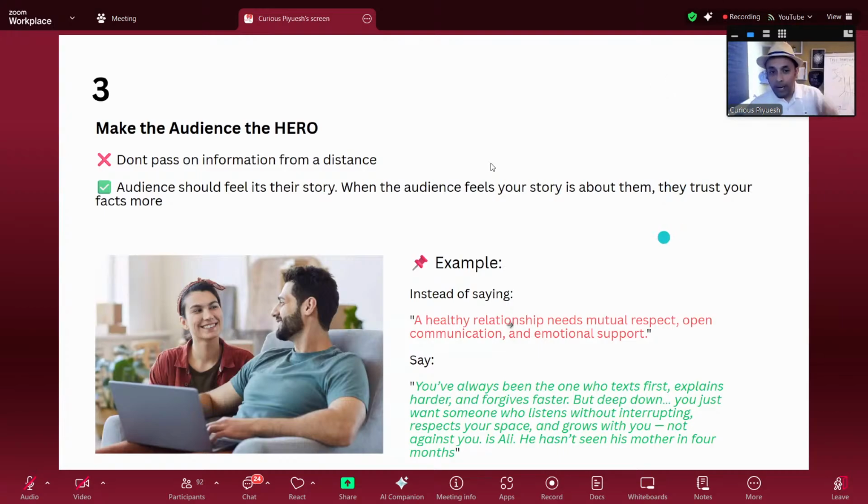So, the U format. Now look at this picture. Of course, there can be a lot of meanings to this picture. One of the meanings is, let's say, a healthy relationship needs mutual respect, open communication, and emotional support. I'm pretty sure 90% of you are very happy with this red sentence. Oh yes, but you will see what happens.